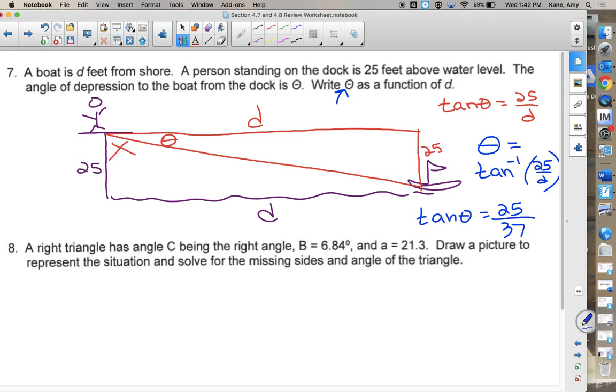You can keep it as tan negative 1, you could write it as arctan. It's up to you. Both of them mean the same exact thing. So 25 over D. If you write arctan, do you need the parentheses? No, you don't. And technically you don't really need parentheses there. Questions on that?